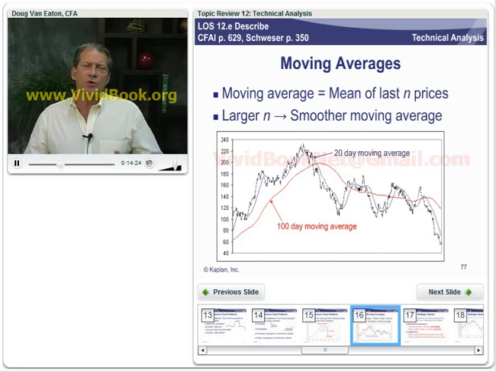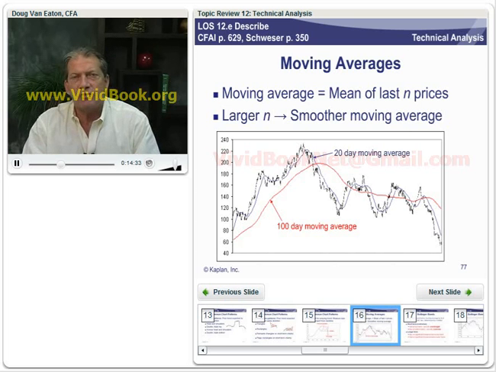With too short a period, you haven't taken out enough noise, so you're getting signals based on noise instead of really basing it on changes in the trend. And technical analysts very often use a shorter term moving average versus a longer term moving average to identify continuations or changes in the trend.